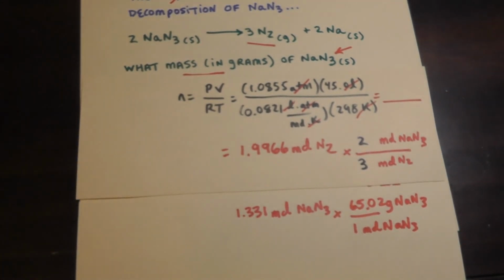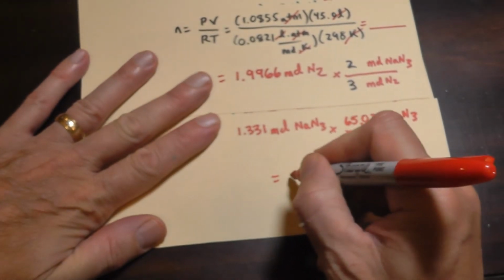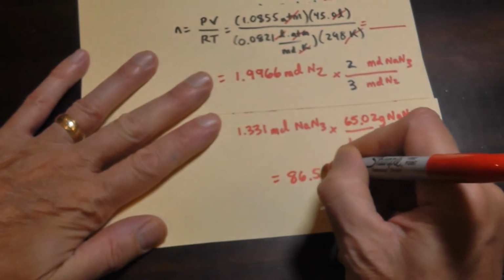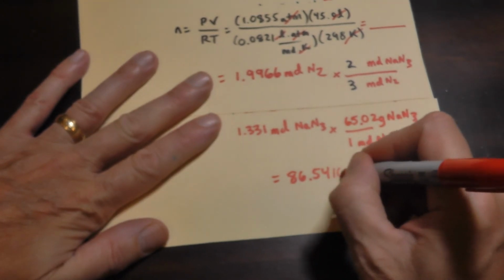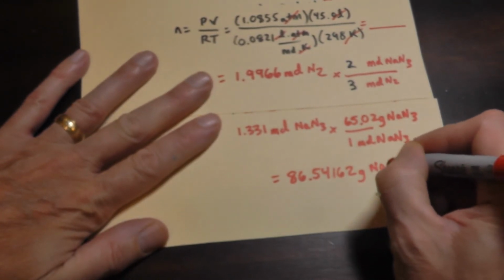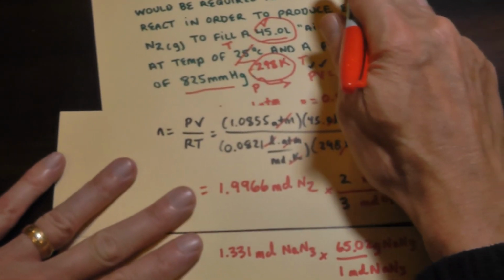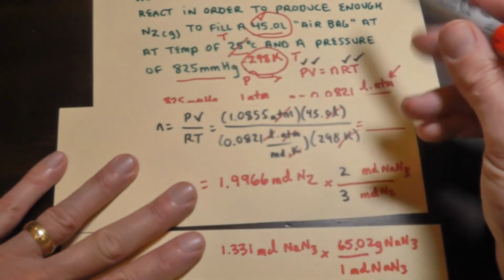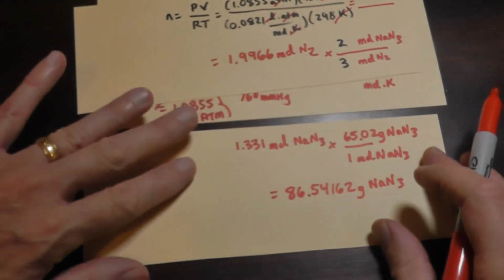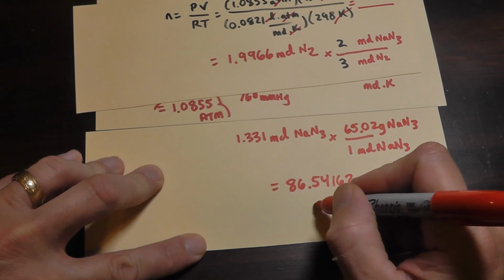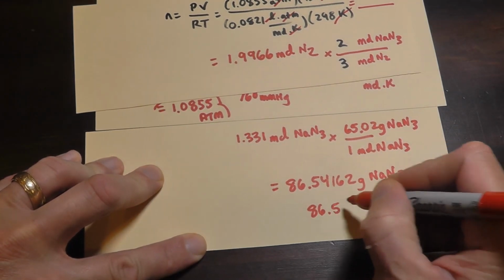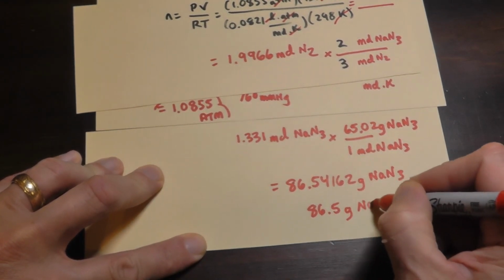So then times 1.331. So 86.54, 162 grams is what my calculator says. Now my calculator doesn't have a conscience about sig figs. Let's see. 3 digits, 3 digits, 3 digits. I'm going to go ahead and say that number is good to 3 digits. That means 86.5 grams is my answer.